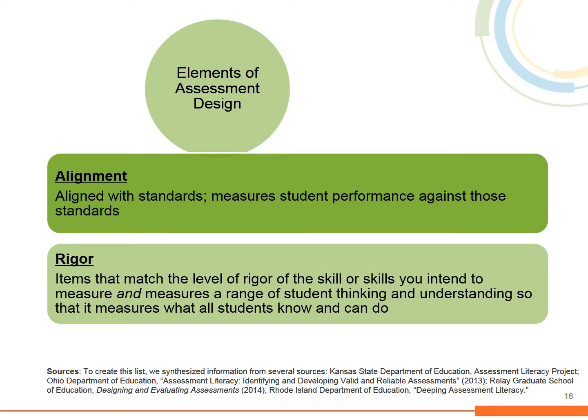An assessment that is aligned with standards and measures student performance against those standards. An assessment has an appropriate level of rigor if the assessment includes assessment items that match the level of rigor or the skill or skills you intend to measure. The assessment measures a range of student thinking and understanding so that it measures what all students know and can do. So once again, of the 5 elements, we're talking about alignment to standards and then the level of rigor that we are using to measure what students know and can do.